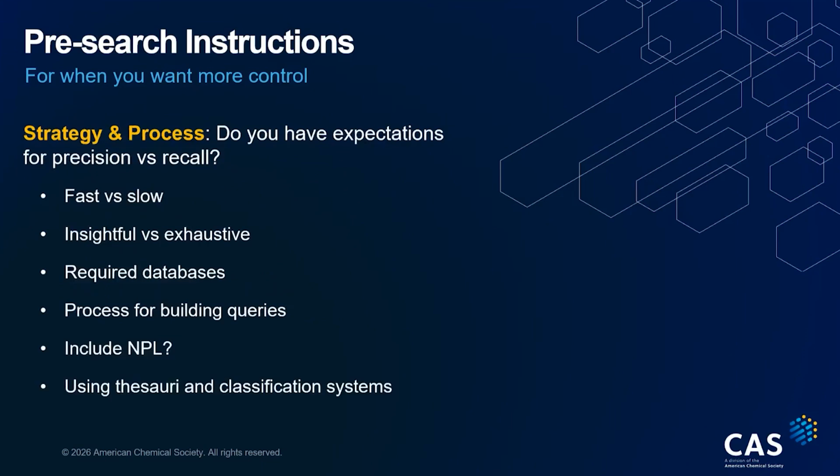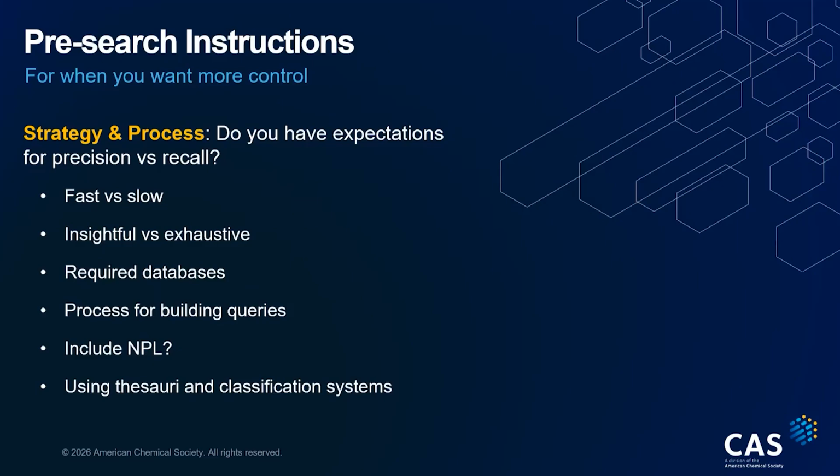Strategy and process. Do you have any specific expectations for precision versus recall? Do you want it to do a fast search, or do you want it to be very slow and exhaustive? Are you setting expectations around required databases or required fields? Do you want it to include certain document types or record types? And consider how it searches.